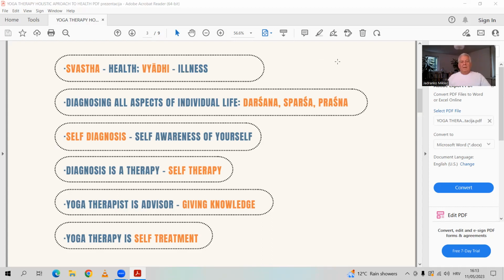So for that purpose, we need to see what is the condition of a person. And in that sense, yoga is using a specific process of diagnosing, where the yoga therapist is giving advice. It is giving advice to the person on what to do, so that the person can connect with itself and become aware of its own state and what the condition of a person is. So this is the role of the yoga therapist.